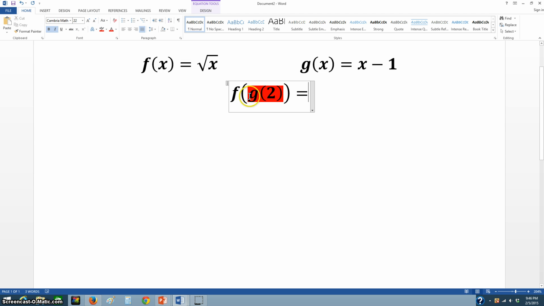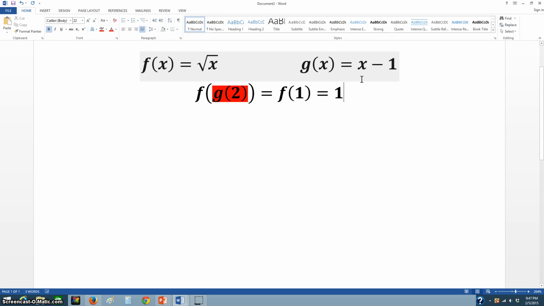So what does this mean? This means you're going to go to your g function, which is right here, and you're going to plug in 2 every time you see the x. So here we go. I see an x, so this is now becoming 2 minus 1, and what's 2 minus 1? It's 1. Alright, so now this has just become f of 1. Now what is this saying? This is basically saying you're going to go to your f function, and wherever you see an x, you are going to plug in the value 1. So here we go. If we plug in the square root of 1, you get 1 as your answer. So that's what we get for this part.